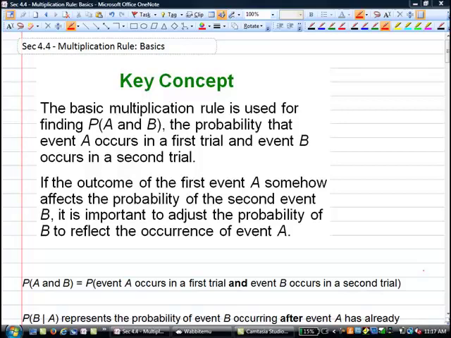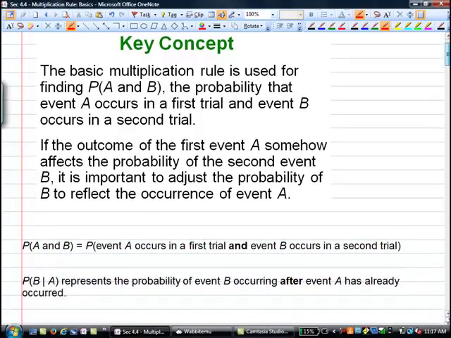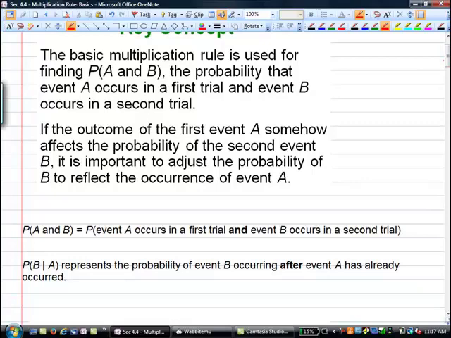All right, section 4.4, multiplication rules, the basics. What we're going to be doing here is looking at a multiplication rule and how it's used for finding the probability of both A and B occurring at the same time. Last time we looked at the probability of A or B, so this is now the intersection, as long as the two events are independent.